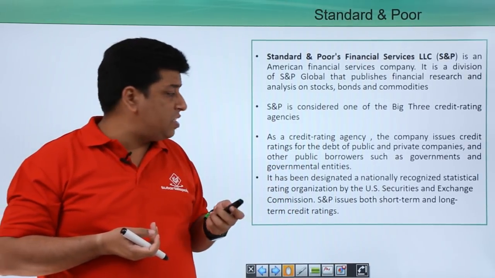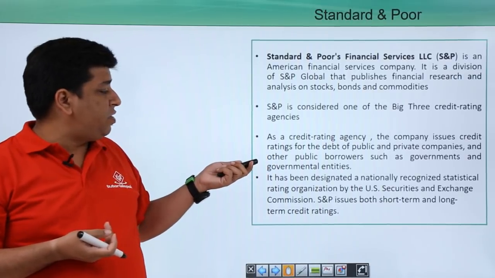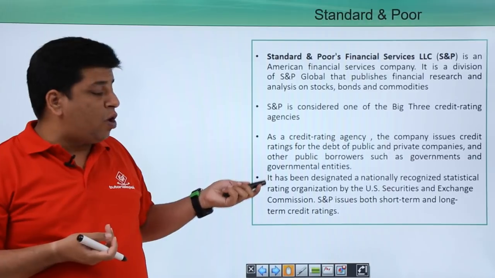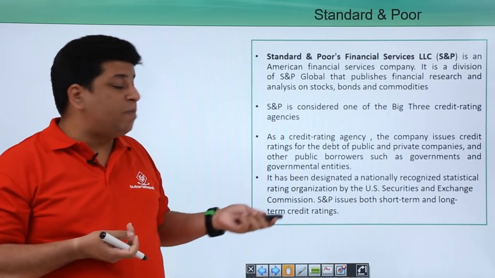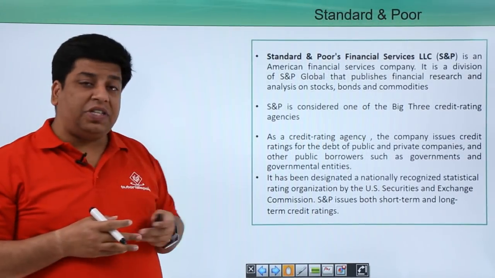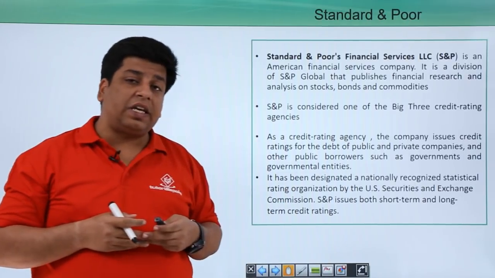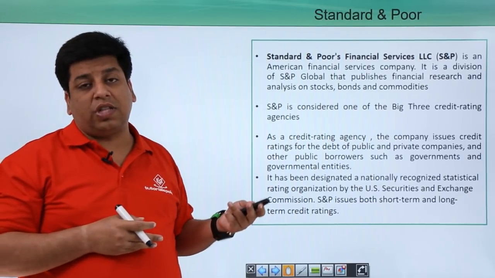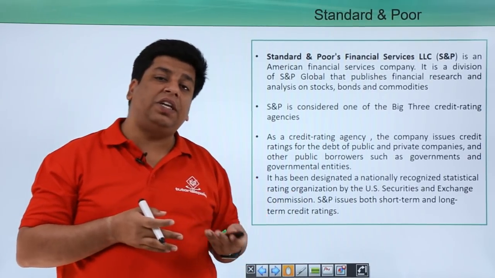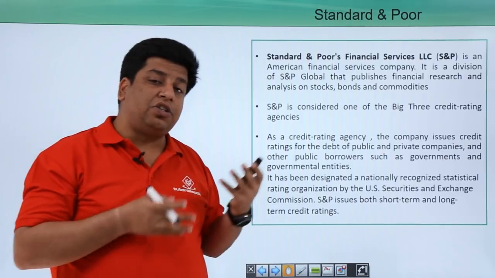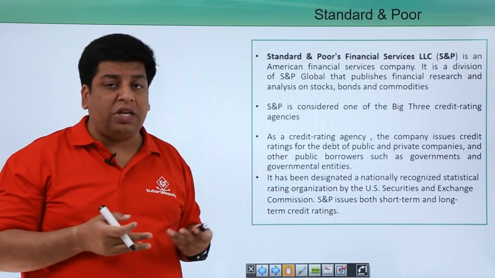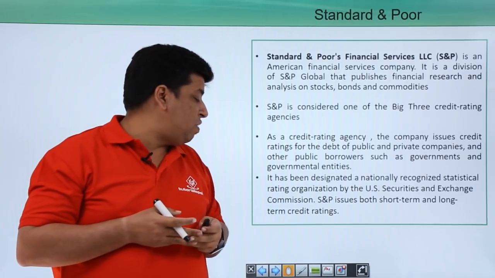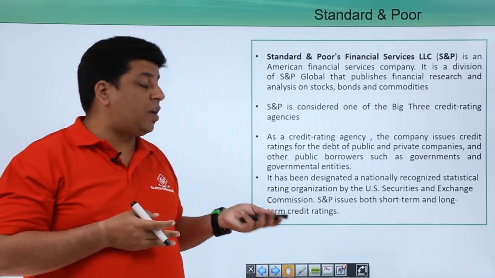As a credit rating agency, the company issues credit ratings for the debt of public and private companies and other public borrowers such as governments and governmental entities. It has been designated a nationally recognized statistical rating organization by the Securities and Exchange Commission, that is SEC. The way we have SEBI in India, SEC is there in the US, which is the regulator of financial markets there. So S&P issues both short-term as well as long-term credit ratings.